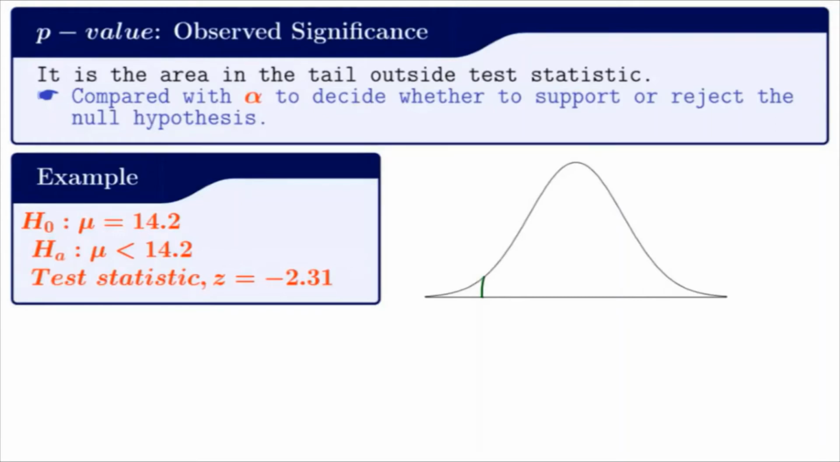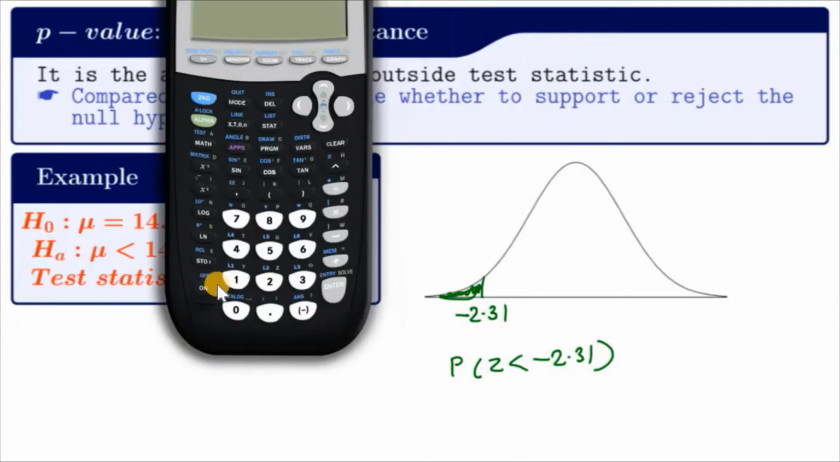Test statistic is given to be negative 2.31. So p-value is the area to the left of negative 2.31, this area here, which means p-value is the probability of z less than negative 2.31. So to find this area, we can use a z-table, Excel, or TI calculator. Let me use a TI calculator here. So let me pull up my calculator on the screen now.